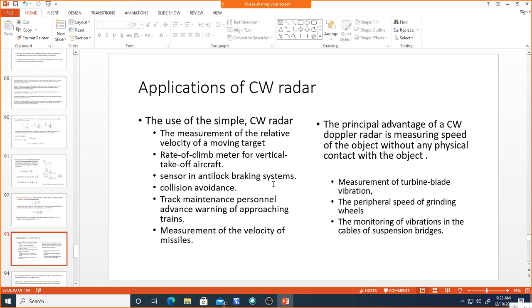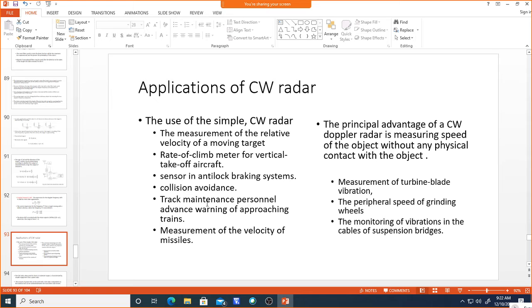Sensor in anti-lock braking system. In many vehicles these anti-lock braking systems are there. So this radar we can incorporate as a sensor in this system to detect proper braking. And also collision avoidance. In day-to-day traffic life, collision avoidance also we are able to detect. We can detect the moving target before it approaches the vehicle. Before that collision happens, we can avoid it by detecting that target.